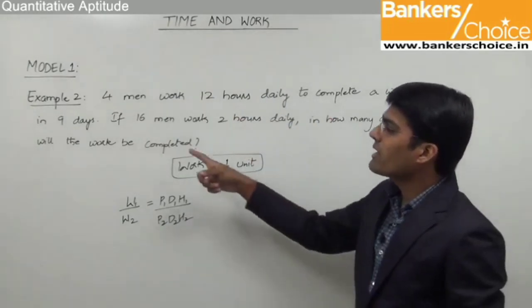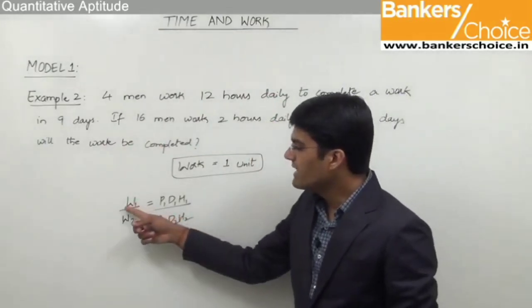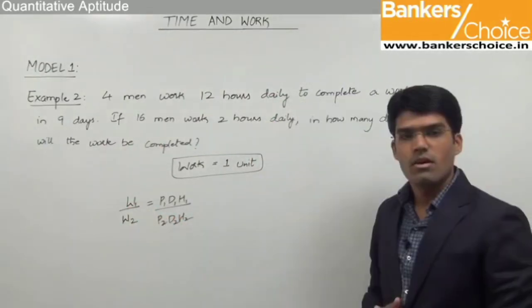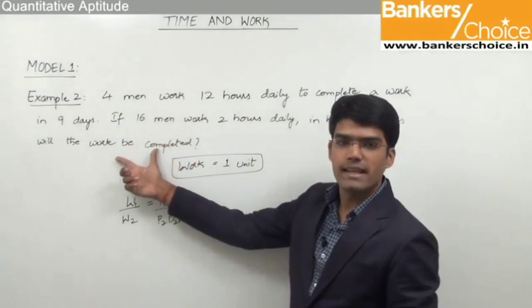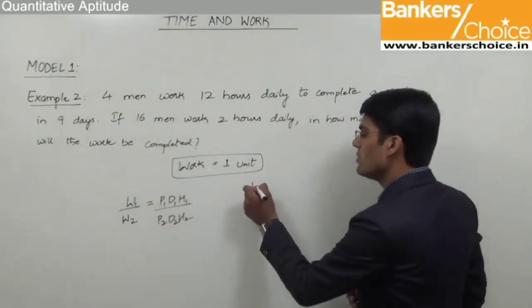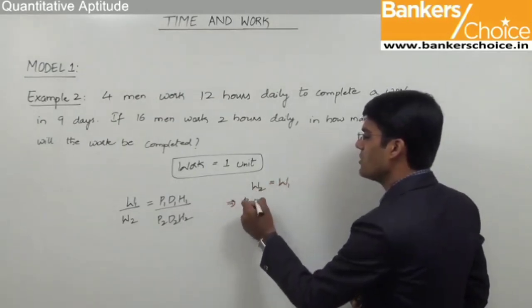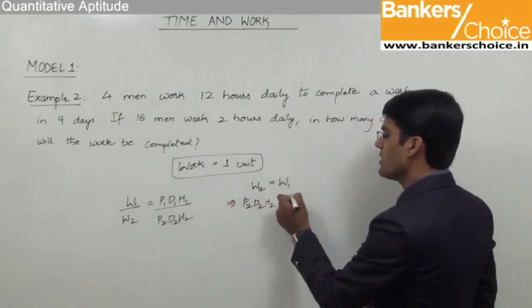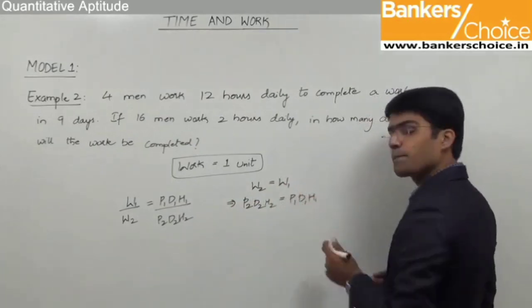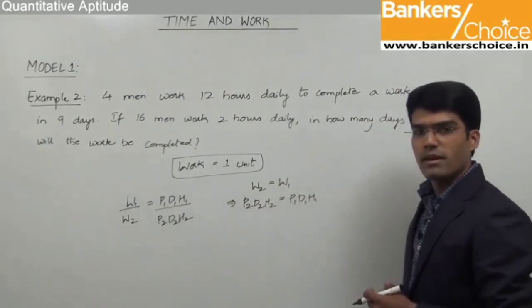So here he is talking about the same work to be completed. That means W1 is equal to W2. Or we can say that the work done in the second case is equal to the work done in the first case. So when W2 is equal to W1, we can very clearly understand that P2 D2 H2 should be equal to P1 D1 H1. So let us simply substitute the values of these variables and try to find out the answer.